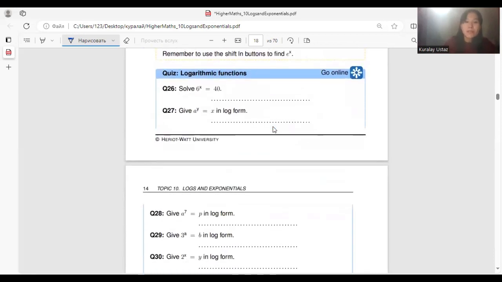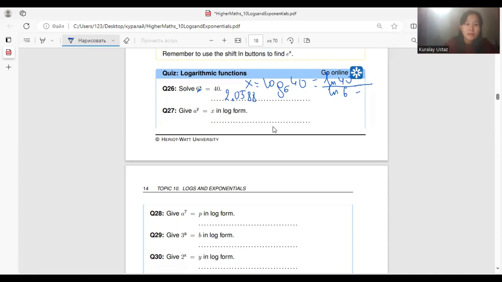So question 26. You need to solve, that means find x. What is x? x is logarithm base 6 of 40. But in the calculator, you cannot find logarithm base 6, so we need to rewrite it with another base. Let's take base e, that is ln. So that is ln 40 in the numerator and ln 6 in the denominator, which equals 2.588. That's the answer. There is no rounding here for two decimal places, so I will leave it like that.